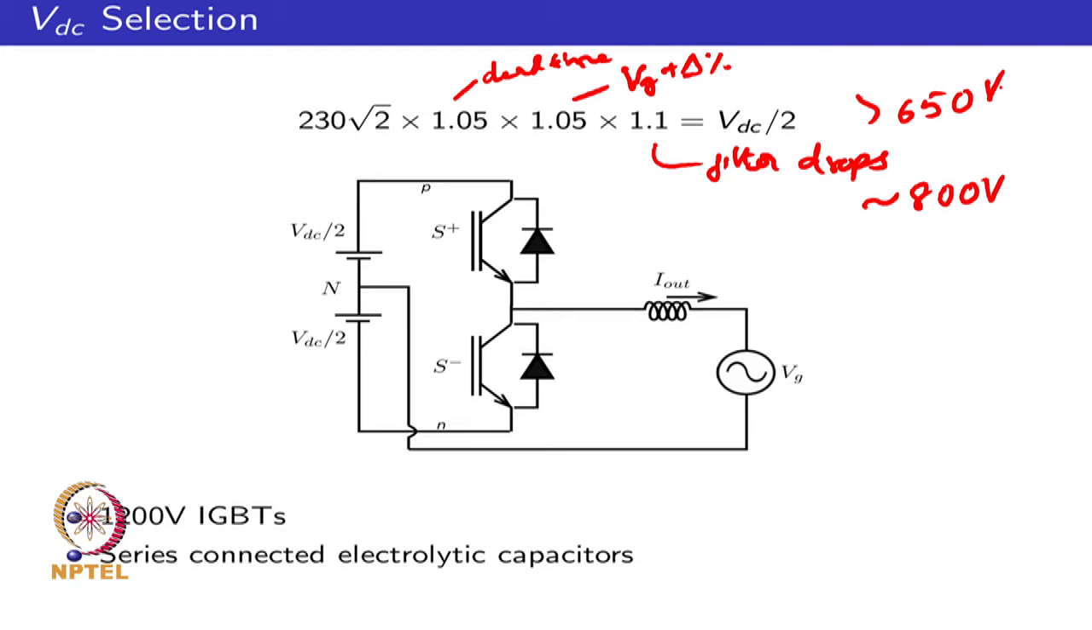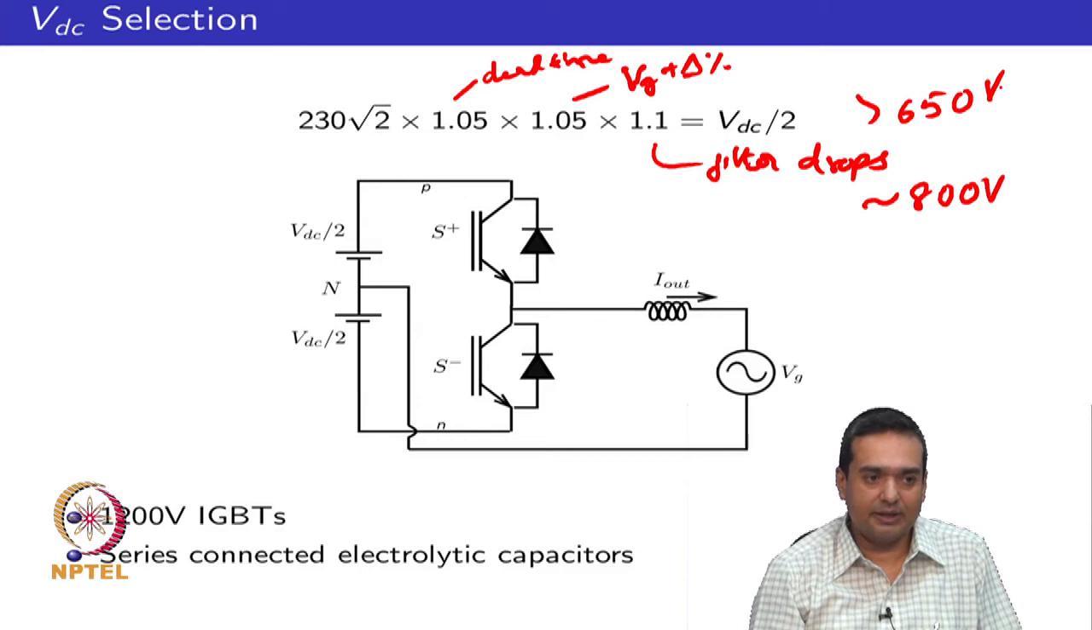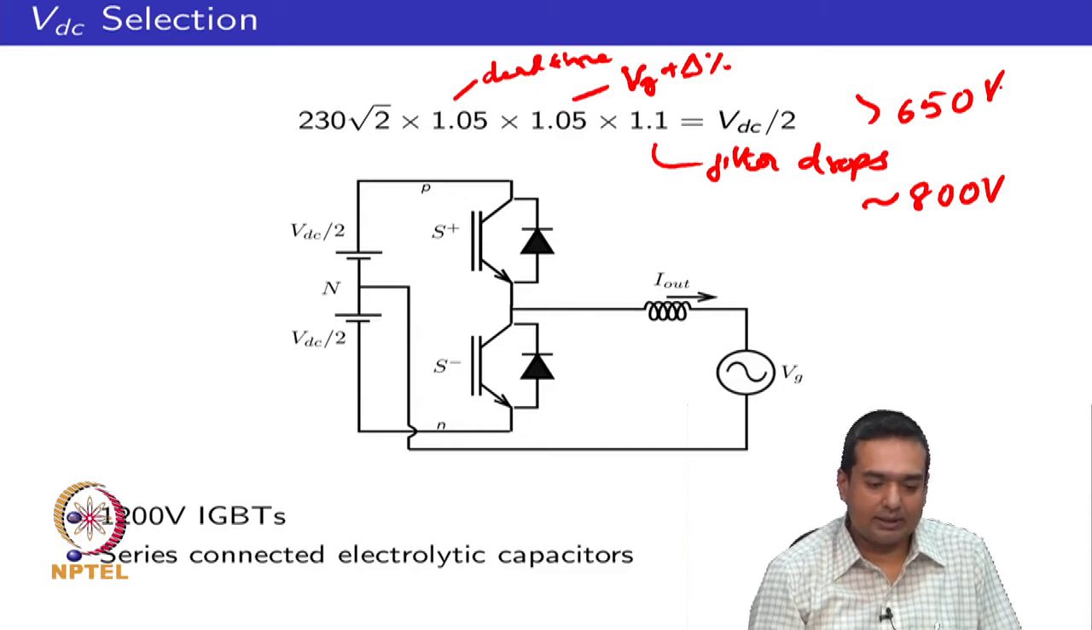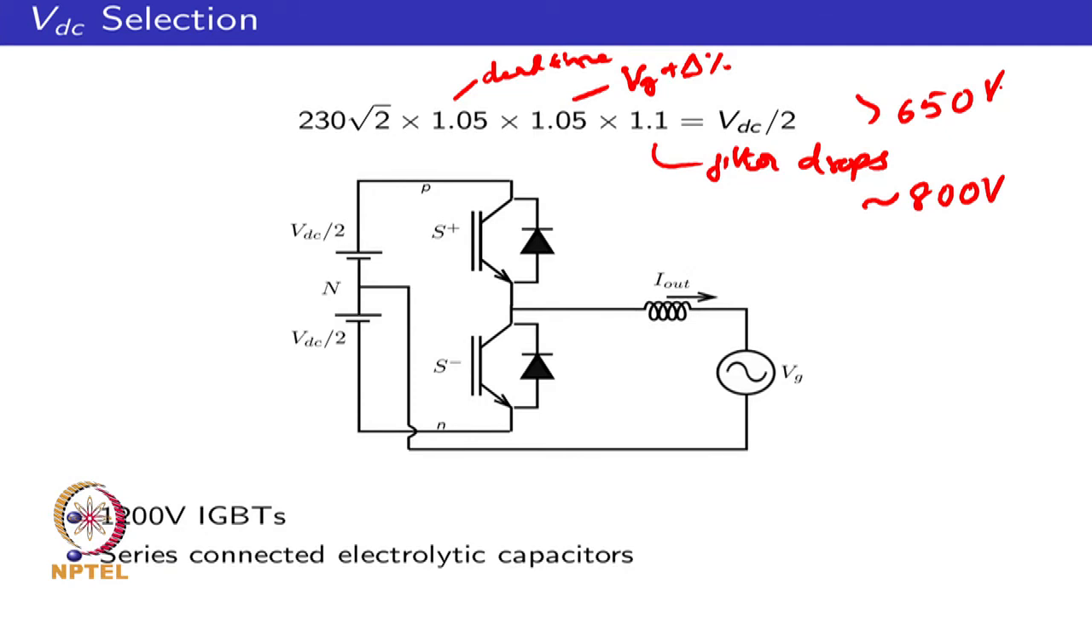Also, keep in mind that we are assuming basic single phase sine triangle modulation for the pulse width modulation of the switches. This voltage now has an implication on your selection of components within your power converter. Two parts are there to it. One is, we know that in the actual power converter, your DC bus, which is shown here as two voltage sources of VDC by 2, is actually built with capacitors.